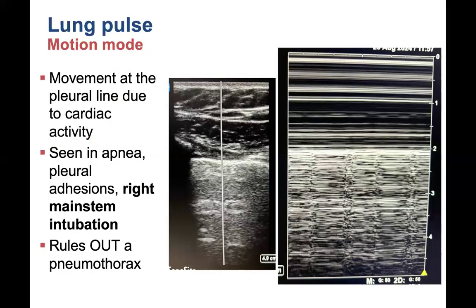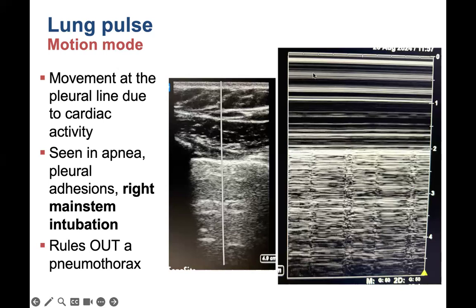There is also something called a lung pulse, and this is when you put M mode or motion mode. So here is that motion mode tracing. Here is the visceral and parietal pleura. You can see the rib and the rib shadow. Here's that M mode or motion mode going right where I would place it, which is across the visceral and parietal pleura. This is where you look at your lung and you don't see lung sliding. You don't see that movement at the visceral and parietal pleura. You don't see that shimmering, that ants marching.